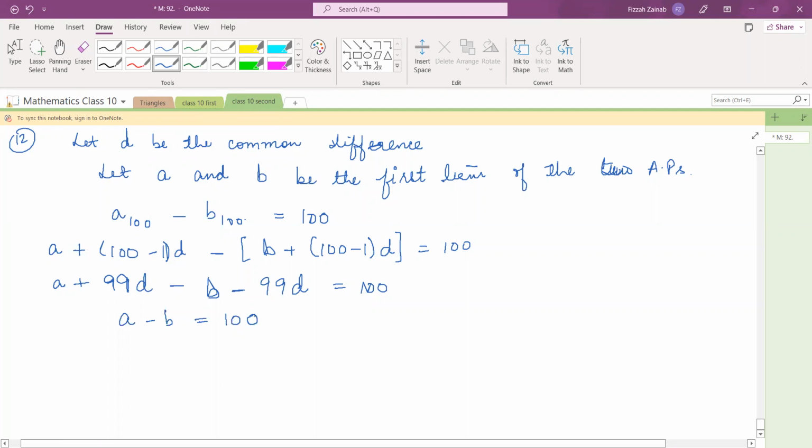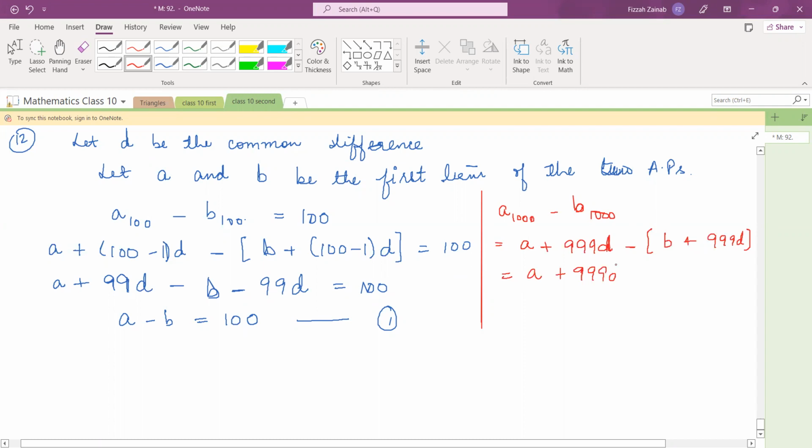Right. Now, what is the difference between their 1000th term? See, nothing else is given in the question, so we have to leave it here, right? Just denote it by 1. Now, find the difference between their 1000th term. So, what will be the difference if I do A1000 minus B1000? Let's see what I get. So, this will be written as A plus 999D, correct? And then minus, this will be written as B plus 999D. Right? Now open the bracket. So A plus 999D minus B minus 999D. So again, the D term will get cancelled out. So you get A minus B. Now A minus B is actually equal to 100 from 1. So you can write 100. So the difference between the 1000th term is also 100.